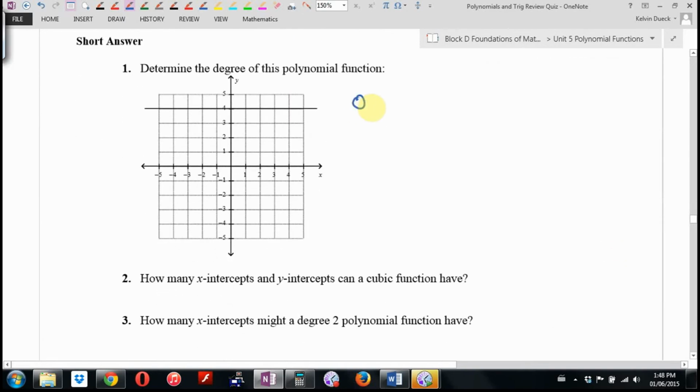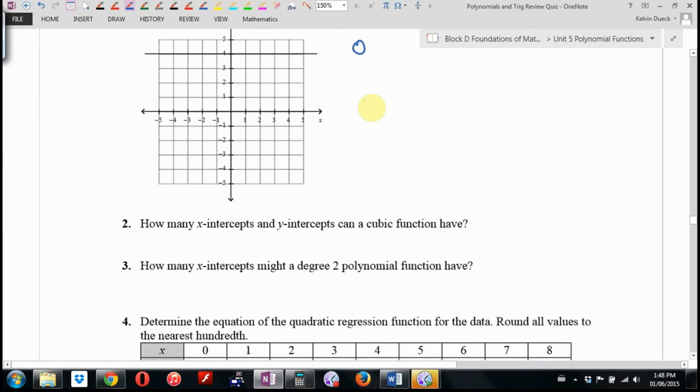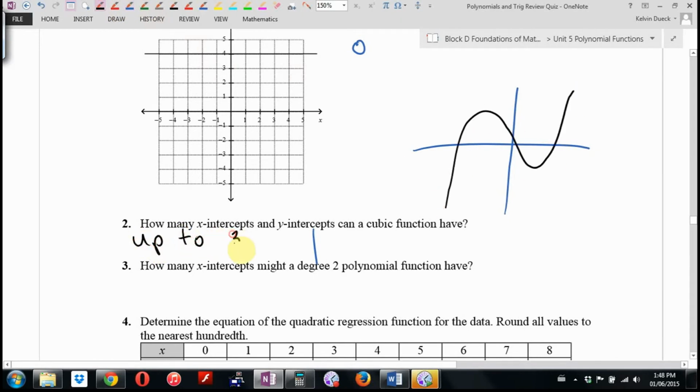What's the degree of this? 0. How many x-intercepts and y-intercepts can a cubic have? Okay. A cubic can have up to 3 x-intercepts. Has to have at least 1. How many y-intercepts? Only 1. But it will have 1 somewhere because it's got a range of all reals.